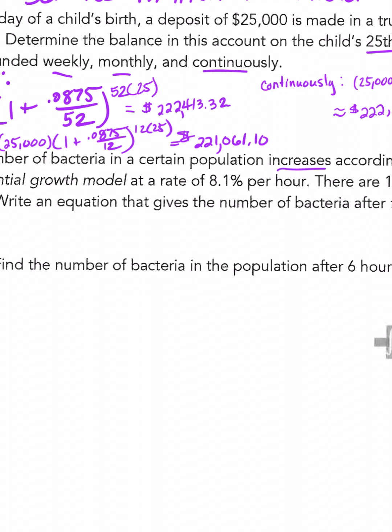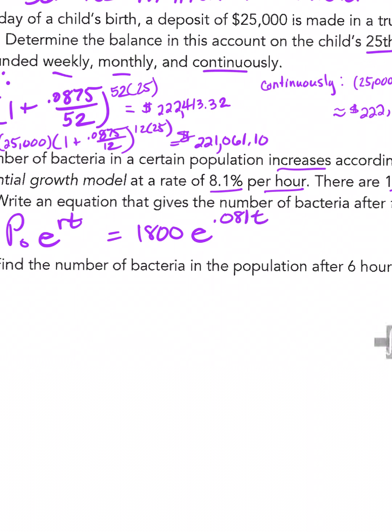All right. So now, number 3, number of bacteria, a certain population is going to increase. Now it is continuous. They're giving us a rate per hour. They're giving us a P naught, aren't they? Number of bacteria after T hours. Well, this is going to be P naught e to the RT, isn't it? So what is P naught going to be? 1800 at ground zero at T equals 0. The rate is going to be 0.081 times T.